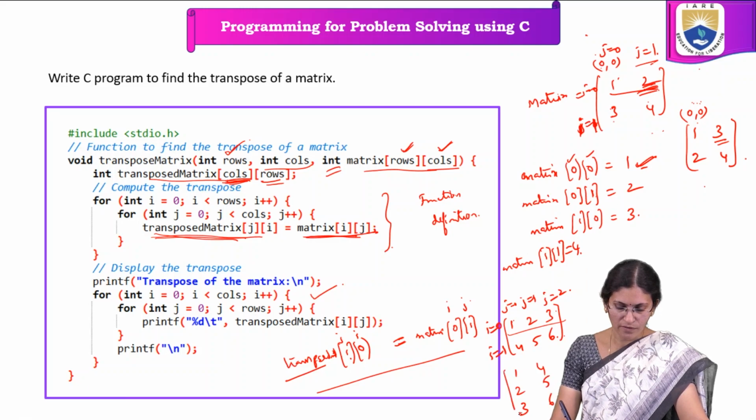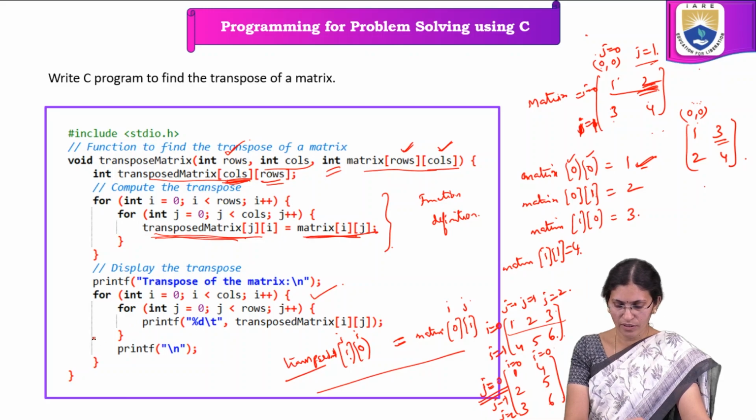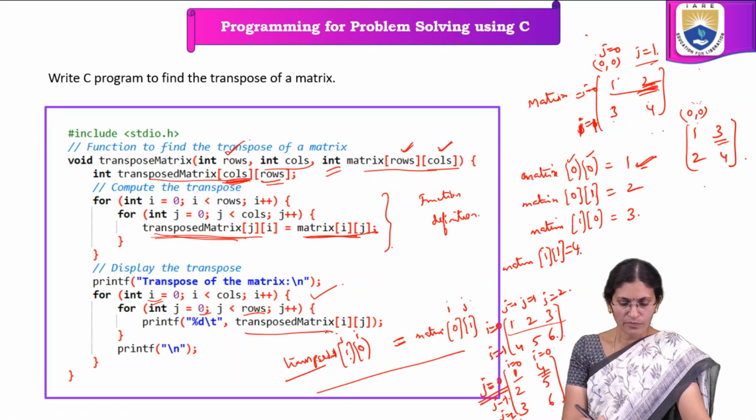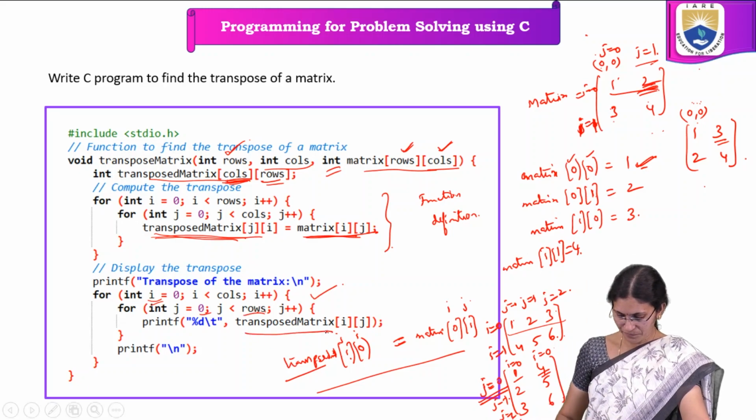In order to print this, j runs from 0 to 1 to 2, and i is equal to 0, i is equal to 1. So we write, initially, i is equal to 0 to i less than columns, that is 0, 1, 2. Then for each value of i, j is equal to 0 and j less than rows, the row size. In this way we can print the transposed matrix.